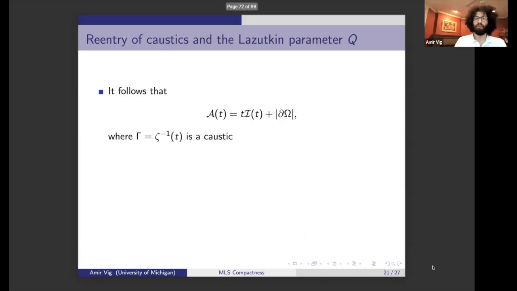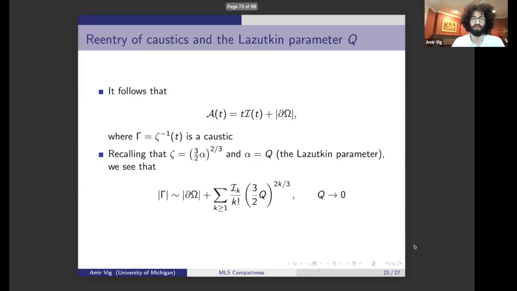All right. So it follows, okay, so this is what we just said, that our action is T times I of T plus the length of the boundary. If you integrate ds, right, over a caustic, you just get the length of the boundary. And if we recall that our interpolating Hamiltonian was Mather's alpha function, which is the same thing as the Lazutkin parameter, we get that expansion, right? There's a weird power of 3/2 in front, but it's just a constant. Okay. And again, just to reiterate, these IK are what we're going to use to show isospectral compactness.